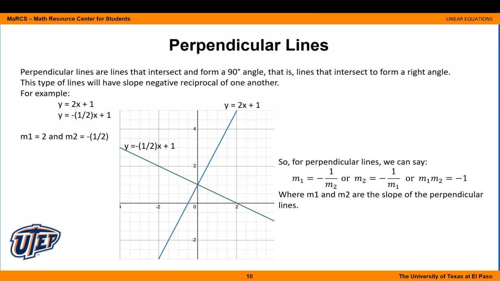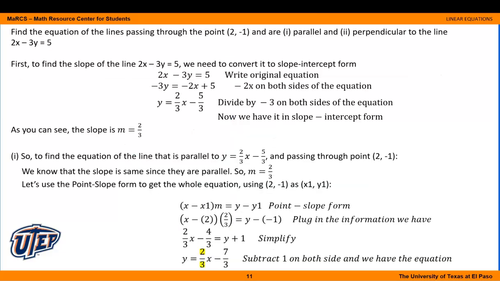Let's apply what we've learned. We're given the equation 2x - 3y = 5. First, we rewrite it in slope-intercept form. That'll give us y = (2/3)x - 5/3. So the slope is 2/3.